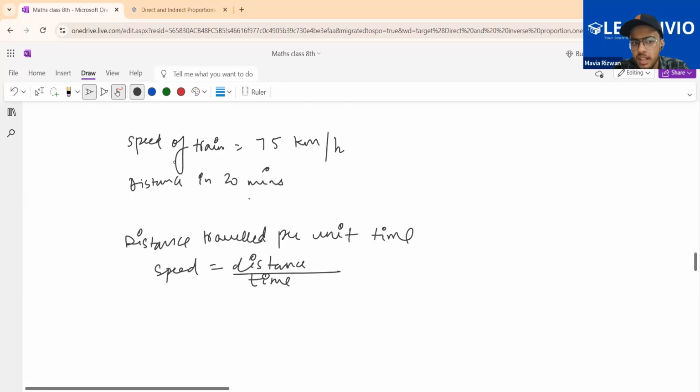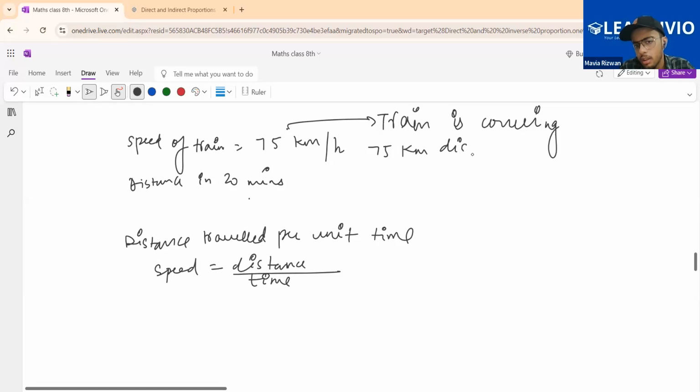Now, basically, speed of train is 75 kilometers per hour. This means that the train is covering 75 kilometers distance in a single hour.